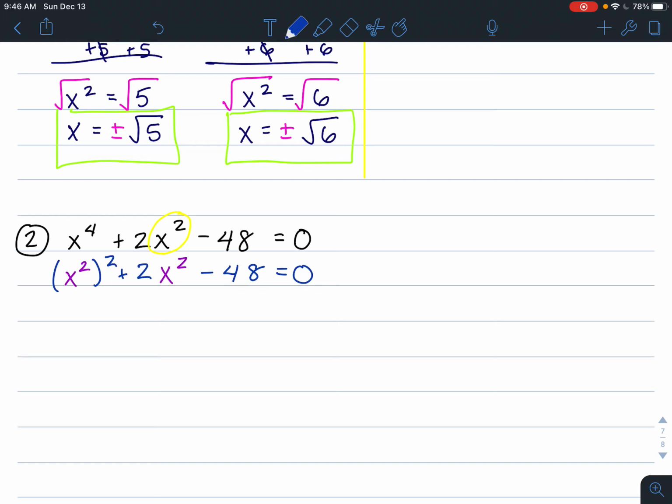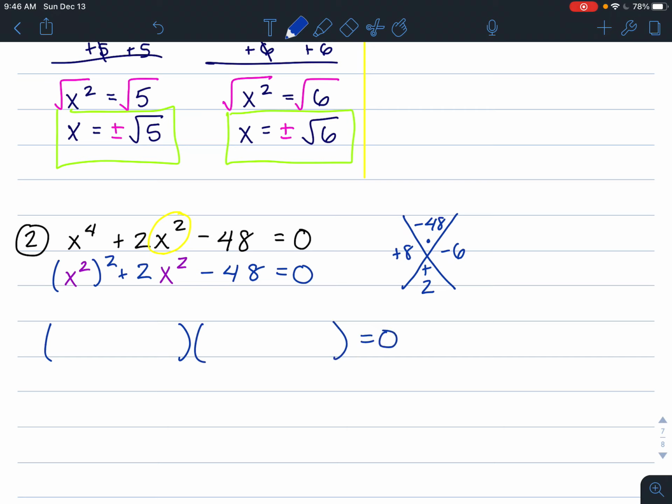Right, so then I have a normal looking, well, it's a weird looking trinomial because of the x squared squared, but we have a typical trinomial quadratic factoring pattern. So I need to multiply to negative 48 and add to 2. So that's going to be positive 8 and negative 6. So I'm going to go ahead and factor.